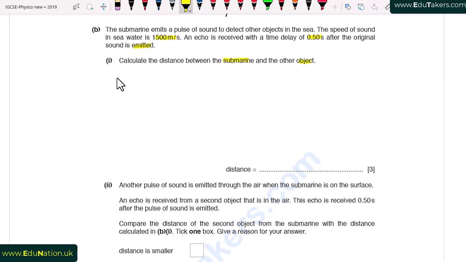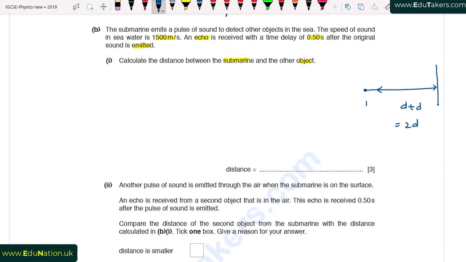Here we have to calculate the distance, and an echo is just a reflection of sound. If I consider that this is a wall and this is the source producing the sound, the source emits the sound and it travels in this direction, then is reflected from the wall and comes back. If this distance is d, then it comes back, so the total distance will be 2d.